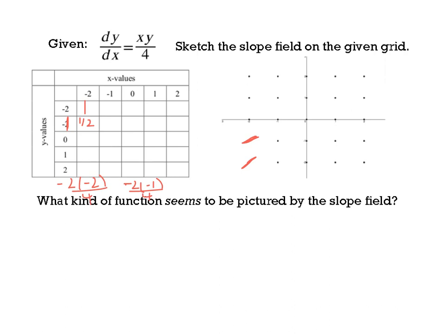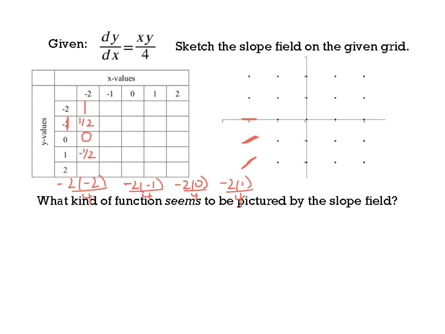All right, our next point we're going to look at is -2, 0. So if x is -2, that's going to be -2 times 0 over 4. That ends up being 0 over 4, so just 0. So a slope of 0 is just a flat line. Then at -2, 1, it's going to be -2 times 1 over 4. So you get -2 over 4, so you get -1/2 for your slope. So it's going to look like the same angle as at -2, -1, but now a negative slope.